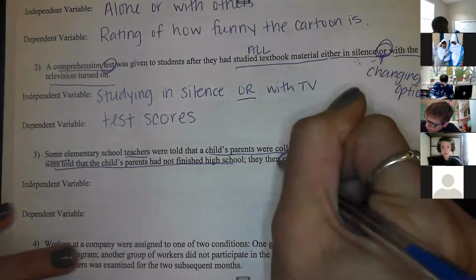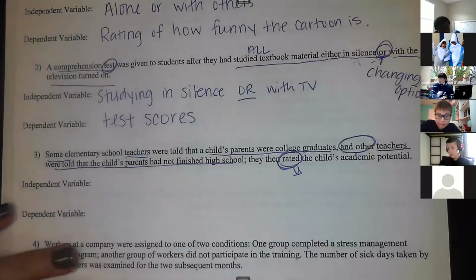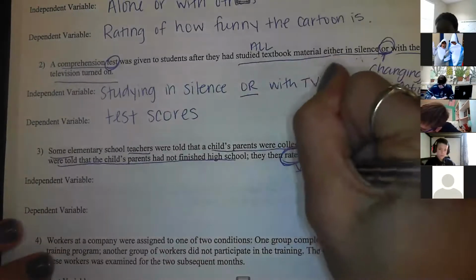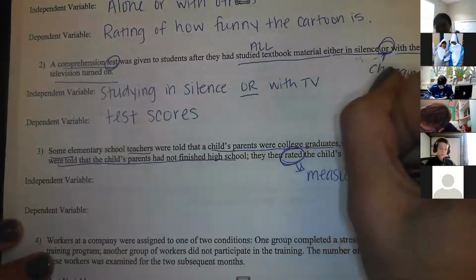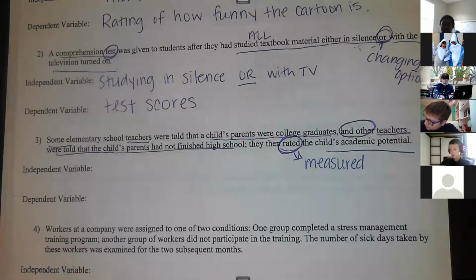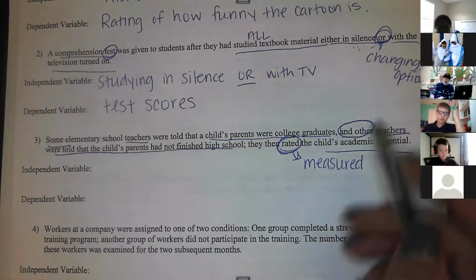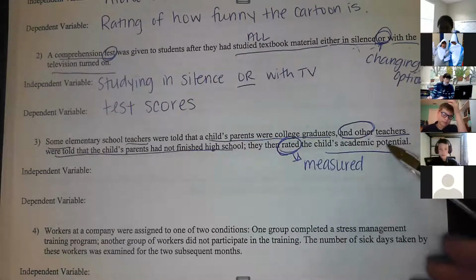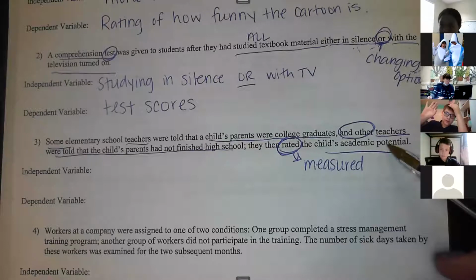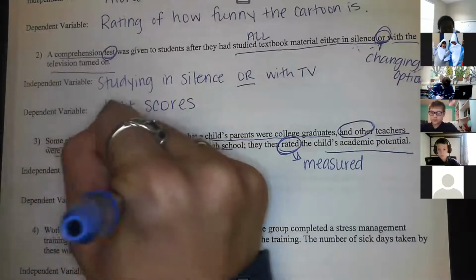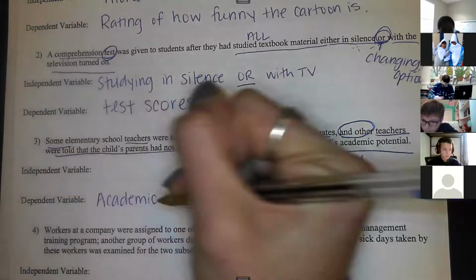They rated, what's another word for rated? Radiance? Measure. Perfect, measured. If I'm rating something, it means I'm measuring. Then they measured the child's academic potential. So, Radiance, since that means measured, what variable is academic potential? DV. DV, perfect. Alejandro, what's the independent variable?